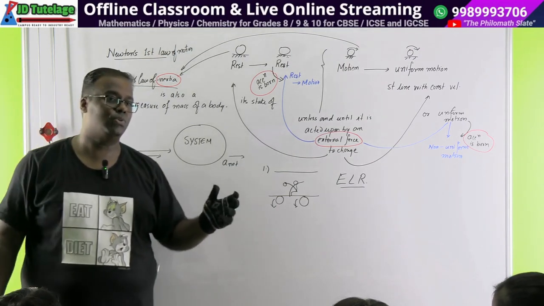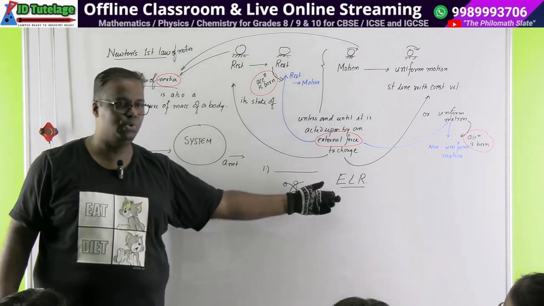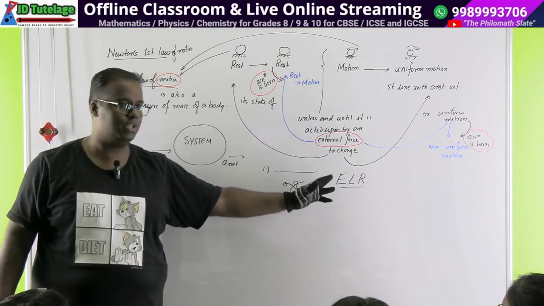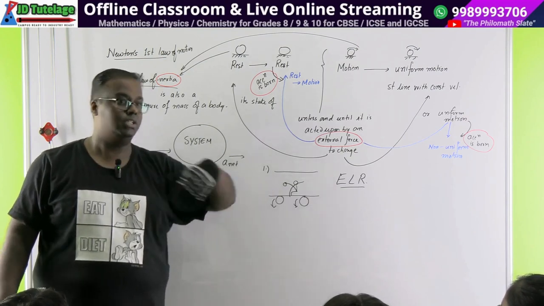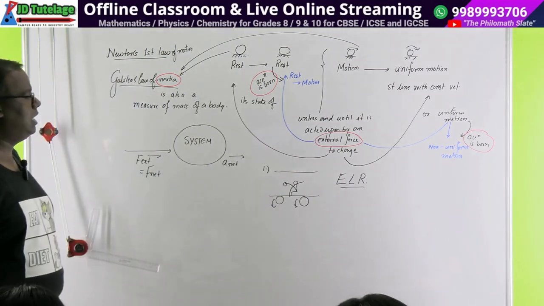Even cassettes have caused massive injuries. People are belted. Anything that is left loose in the car is prone to cause injury. They will all behave like missiles when the car undergoes a collision or whatever it happens. Okay? So that is the ELR type of seat belts.